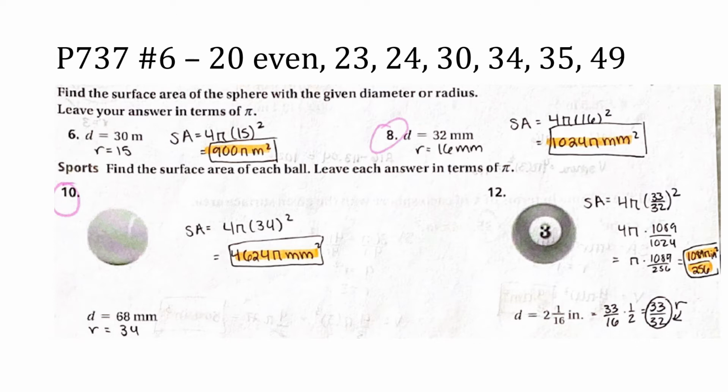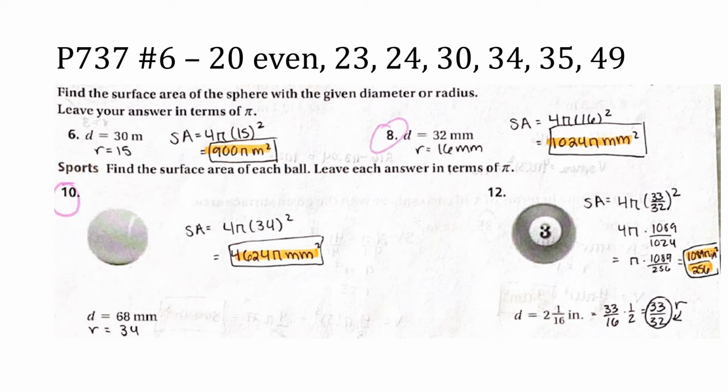In number 10, it asks us to find the surface area of each ball, and again, leave our answers in terms of pi. So once again, they give us the diameter of 68 millimeters. Half of that is 34, so that's my radius. So my surface area is 4 pi r squared. So I'm going to do 34 squared and multiply that by 4, which gives me 4,624 pi millimeters squared for the surface area.